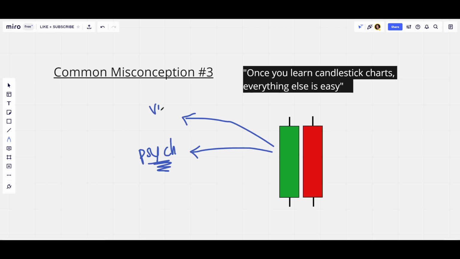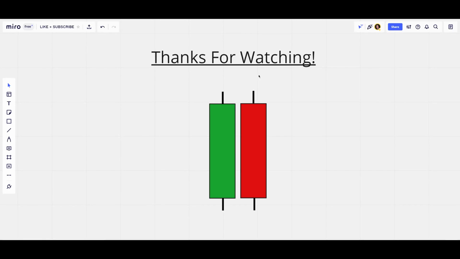And on top of understanding candlestick charts, it's important to also understand different concepts such as the volume or the price action or the order flow and the market structure and other fundamental catalysts, which we shouldn't forget about. But I hope that at least doing a quick recap of a lot of these misconceptions will guide you guys in the right direction. So that's everything for this video.